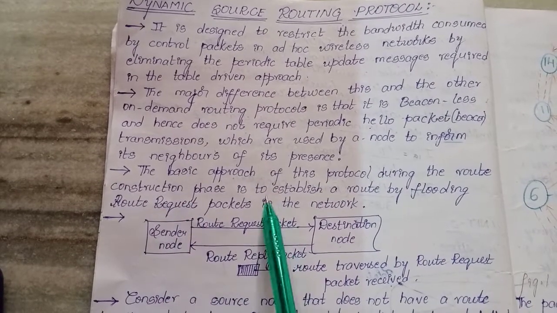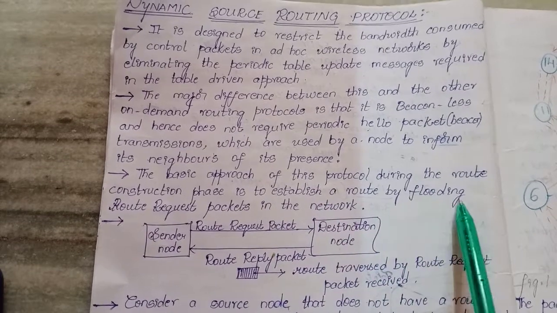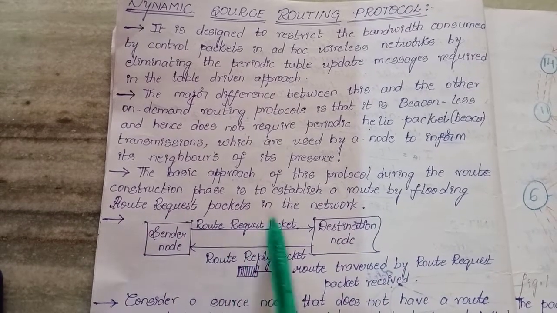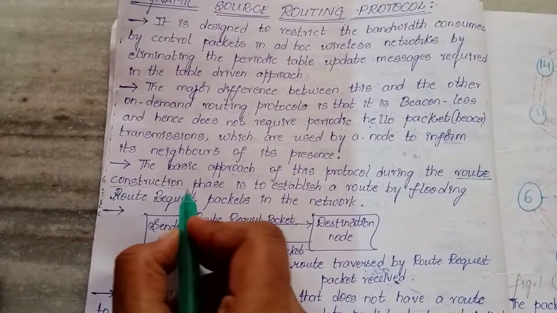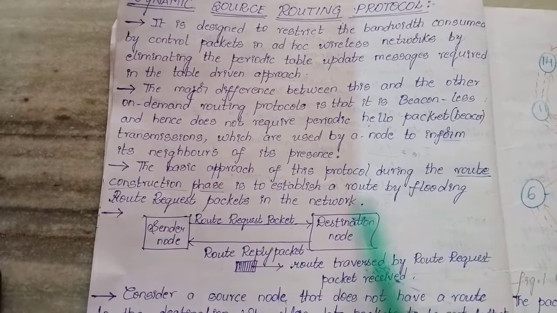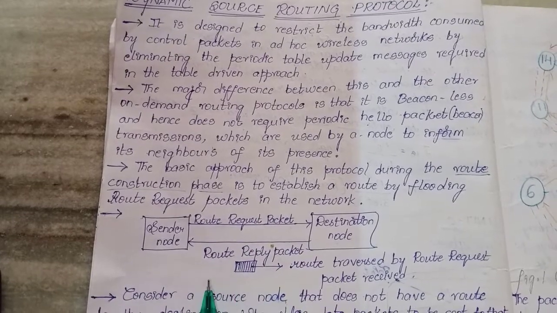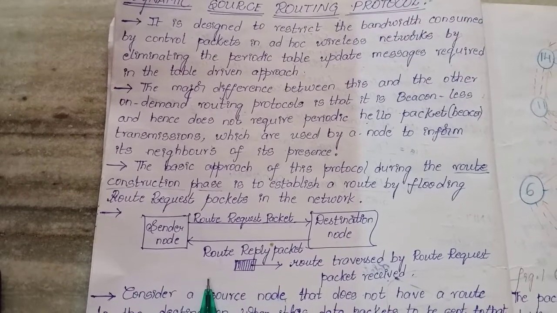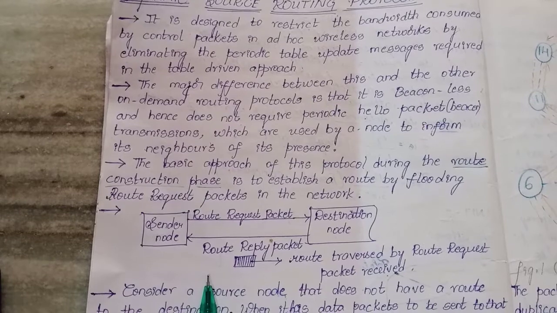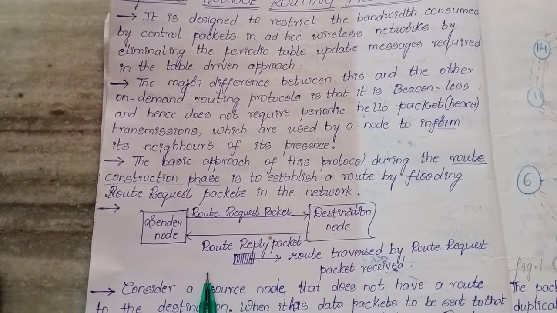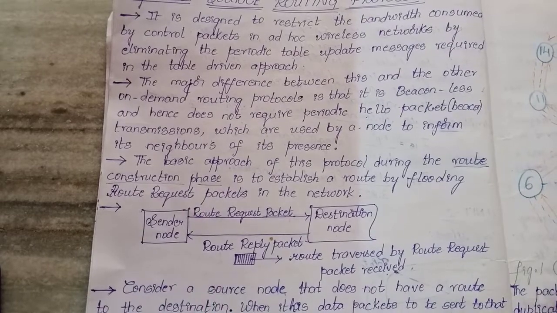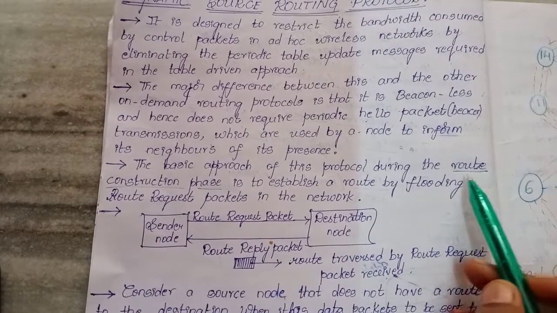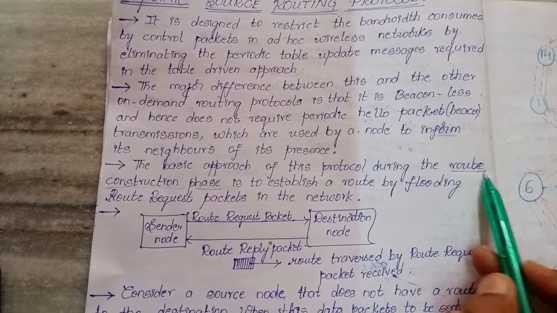The basic approach of this protocol during the route construction phase is to establish a route by flooding route request packets in the network. Here we have this route construction phase. Why do we have this route construction phase? As there is no route previously. In on-demand protocols, we need to construct the route. As I have already told you, because of the demand, they'll construct the route, I mean, this from source to destination route.